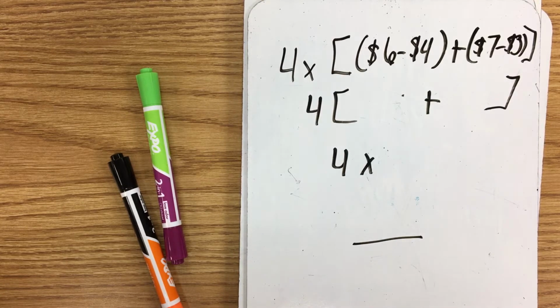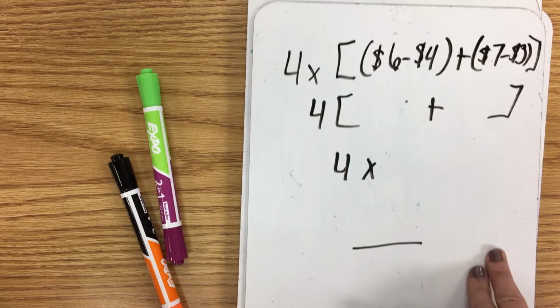Example: Juan gets $6 for his weekly allowance and spends $4 of it. His sister Tina gets $7 for her weekly allowance and spends $3 of it. Their mother's birthday is in 4 weeks. If they spend the same amount each week, how much money can they save together in that time to buy her a present? It tells us to write an expression using parentheses and brackets.